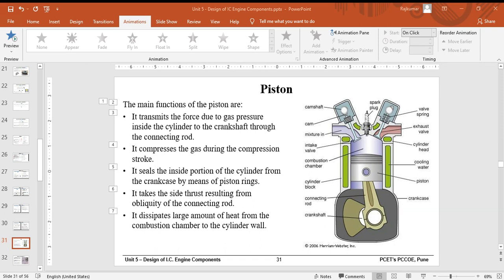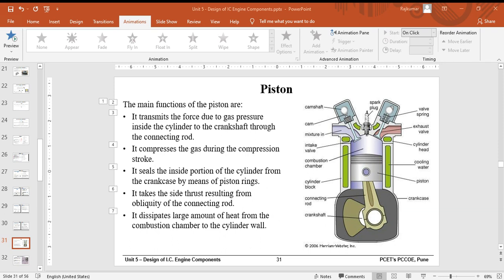Then the design needs to be carried out based on two criteria. First is strength, and second one is heat dissipation. So these are the important criteria that need to be considered while estimating the thickness of the piston head. On the basis of strength criteria, the piston head is generally considered as a flat circular plate, even though it is of cup shape or conical shape.